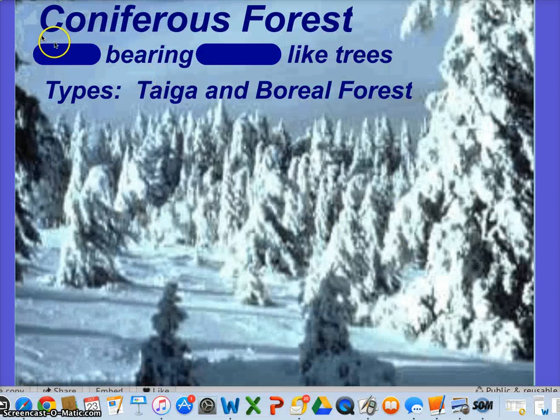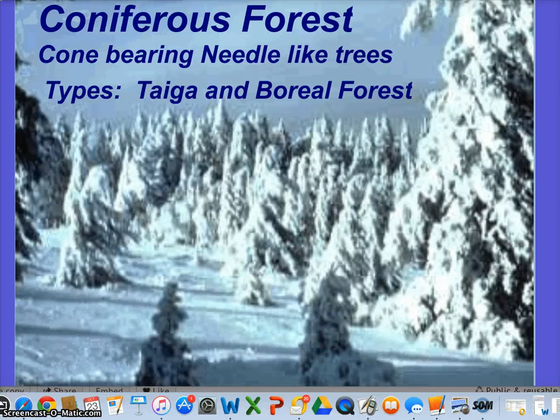Coniferous forest. By definition, they're cone-bearing and needle-like trees. And then, of course, like everything else in the world, they have several names. Taiga and boreal forest are coniferous forests. So in your book, maybe it's referenced as a taiga, and then it re-references that as a coniferous forest. I'm not sure. But whenever you see those names, it's referencing the same biome.